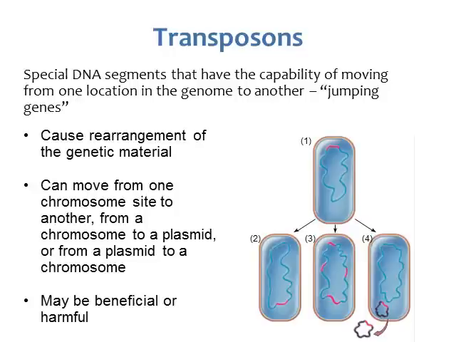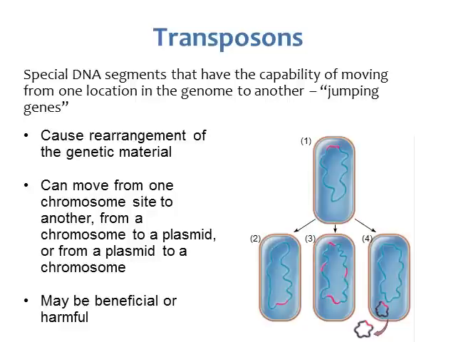Besides those three different ways of recombination events, so conjugation, transduction, and transformation, you can also have something called transposons. These are special DNA fragments that have the capability of moving from one location in the genome to another. They're also called jumping genes. And they cause rearrangement of the genetic material. These jumping genes can move from one chromosome site to another, or they can go from a chromosome to a plasmid, or a plasmid to a chromosome. And these jumping genes can cause beneficial changes or harmful changes.